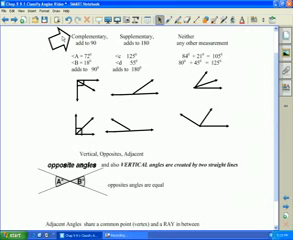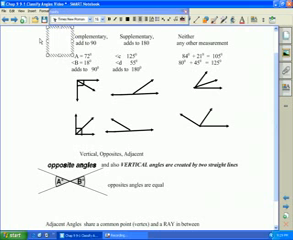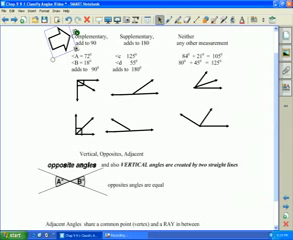Supplementaries are going to add up to 180 degrees. A little trouble there with the little angle. So now we have angle C. Well, that's 125 degrees. We have angle D. That's 55. If you add them up, it equals 180.